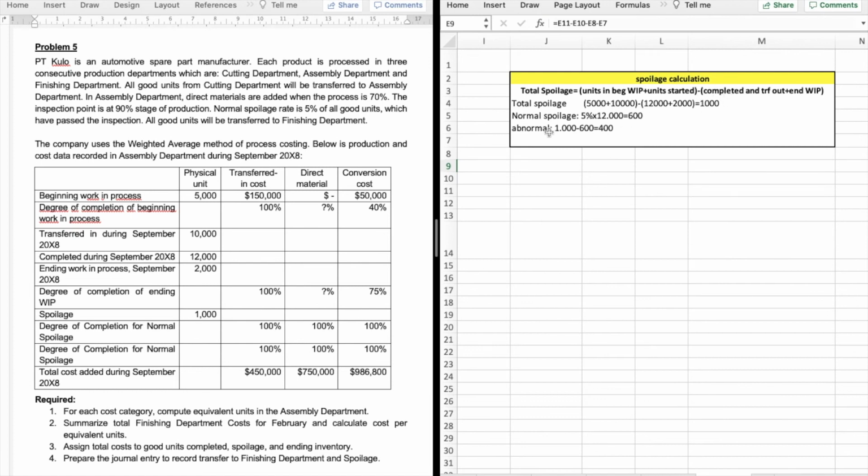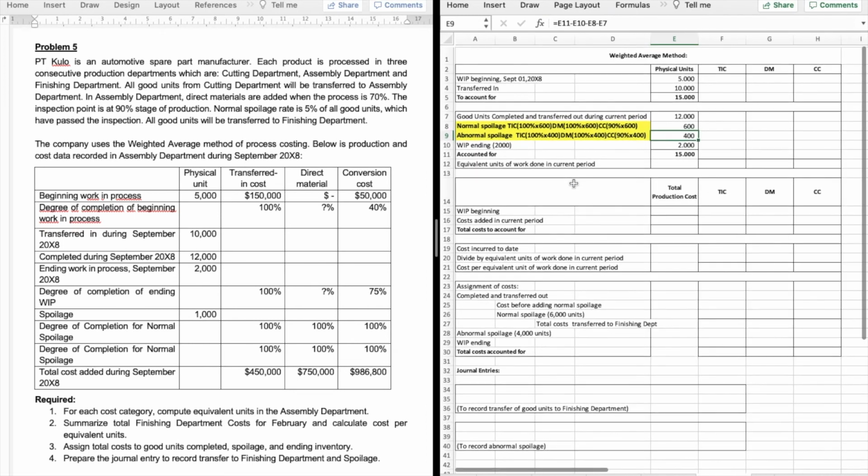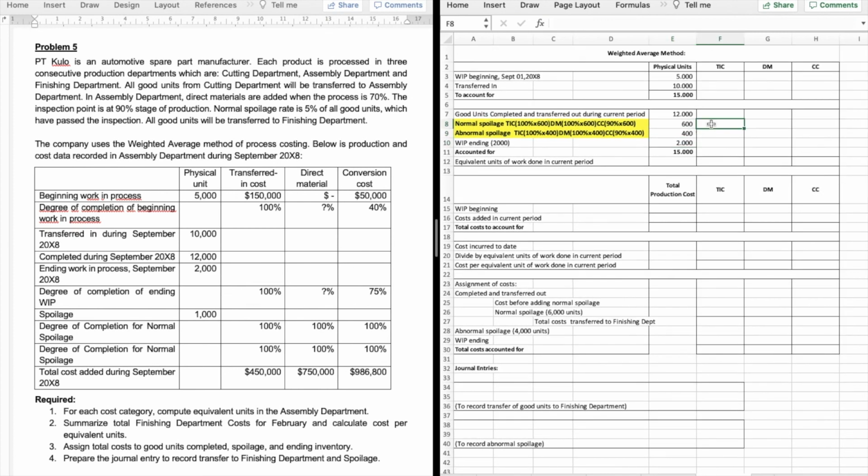And since we know from the information that the normal spoilage is 5% of the good units, we can calculate it first. The normal spoilage is 600, and then we can have the abnormal spoilage as 1,000 minus 600. So it will result in the same amount. So it's up to you which way you are more comfortable with. And now we're going to calculate the equivalent units for the good units completed and transferred out during the current period. It will always be 100%.